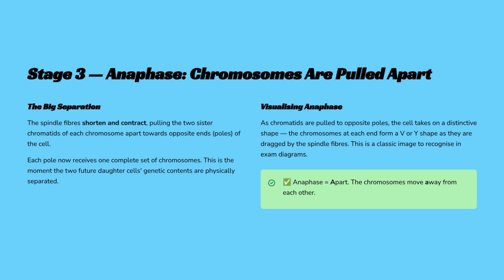Stage 3 is anaphase, the big separation. Spindle fibers shorten and contract, pulling the sister chromatids apart towards opposite poles of the cell. The separating chromosomes often form V or Y shapes, a classic image in exam diagrams.